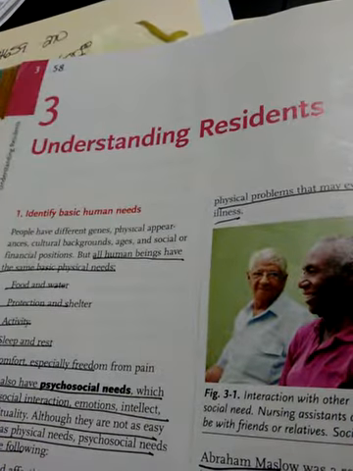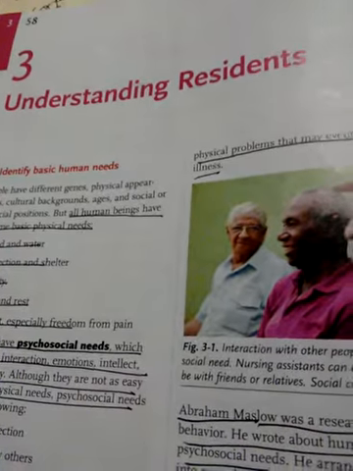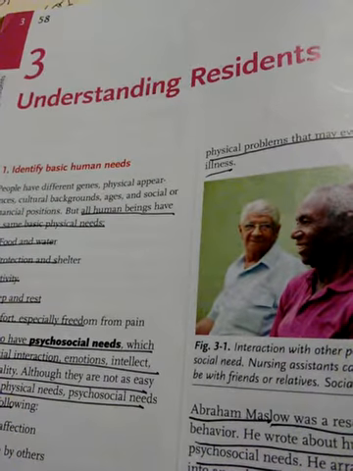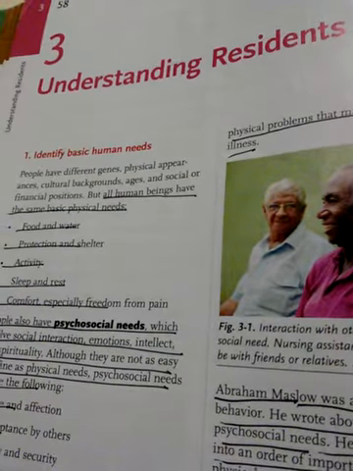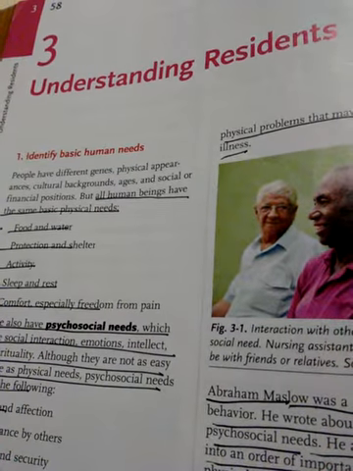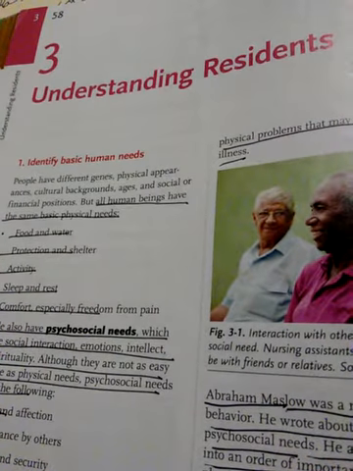Chapter 3, Understanding Your Residents. That is what it's about. It's not a bad chapter. A lot of people already know because you've got this going on in your family. We just break it down in a different kind of way. But we're going to do Chapter 3, page 58, Understanding Your Residents.